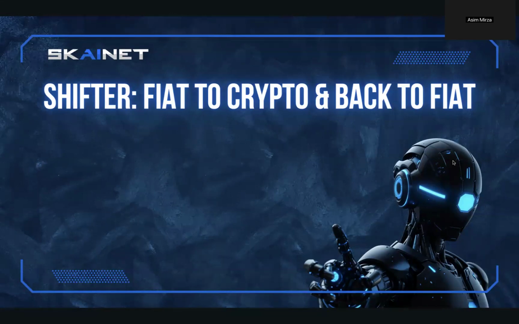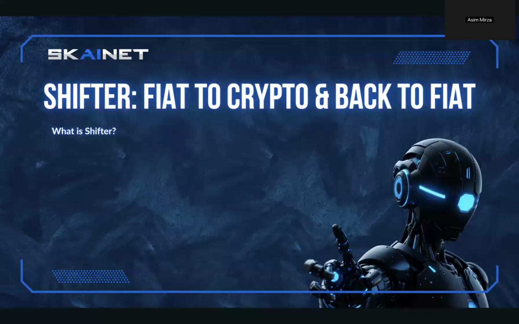And it's a solution, by the way, that I'm also using myself. So it's not something that I will tell you guys to use if I'm not using it myself. I'm also using Shifter, and I've experienced how simple it is to send your fiat to Shifter, which they will convert into crypto, and then you can send that to whatever, for example, buying a package with Skainet or whatever the case is. Or even if you've got USDT and you want to withdraw it into fiat, you can do the same process again as well.